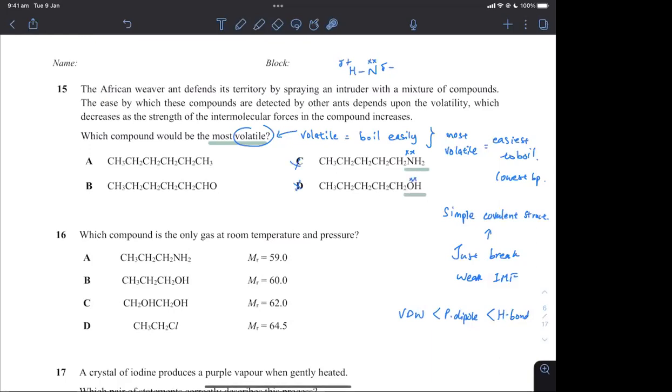Now between A and B, how do I decide? This is CHO. This is actually an aldehyde. 1, 2, 3, 4, 5, 6 carbon. So I have just drawn the skeletal formula. This is an aldehyde, CH. I don't show the hydrogen bonded to the carbons. All of you should be very good at drawing skeletal formula if you want to survive organic chemistry. 1, 2, 3, 4, 5, 6.